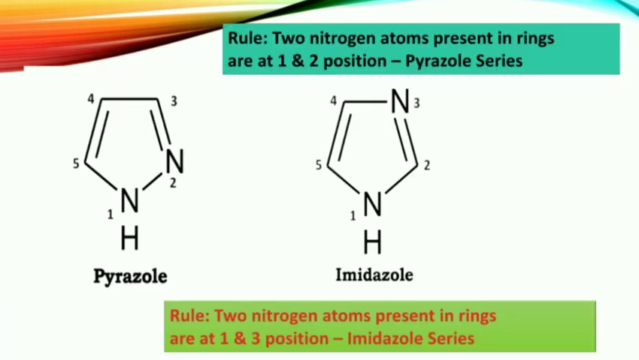Then see the rules. Rule number one: if two nitrogen atoms are present in the ring at positions 1 and 2, it will be the pyrazole series. If the two nitrogen atoms are present in the ring system at positions 1 and 3, that structure will be the imidazole series. Okay, you can easily distinguish between the pyrazole series and the imidazole series. Only the positions of the two nitrogens differ between the pyrazole series and the imidazole series.